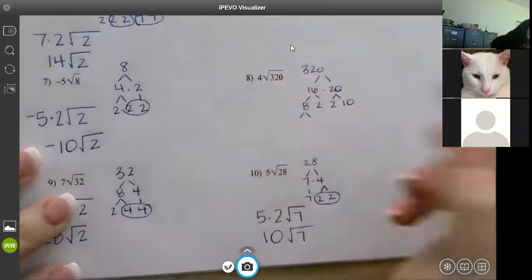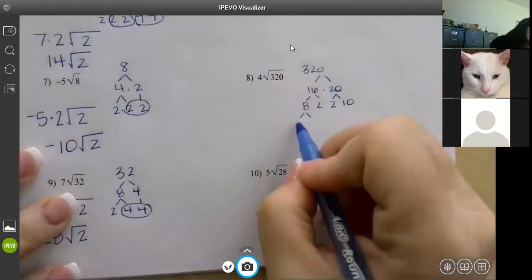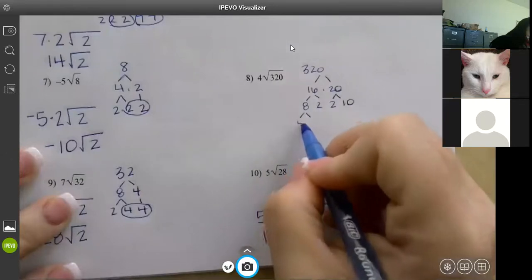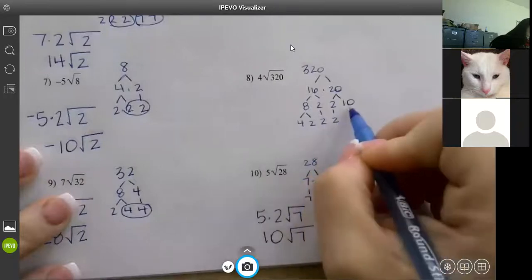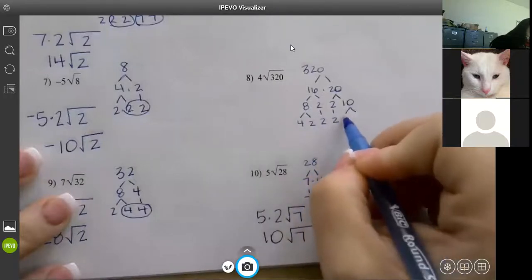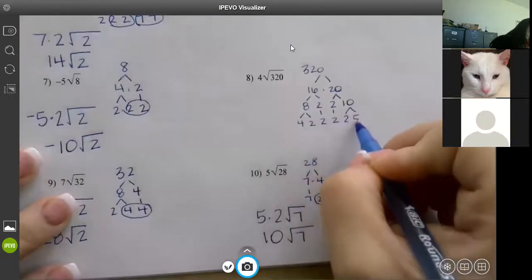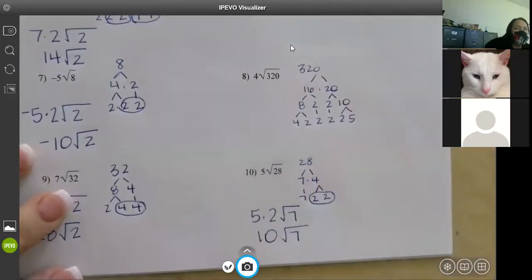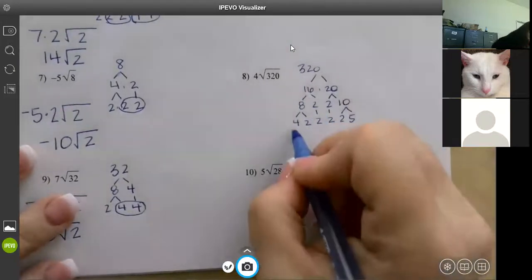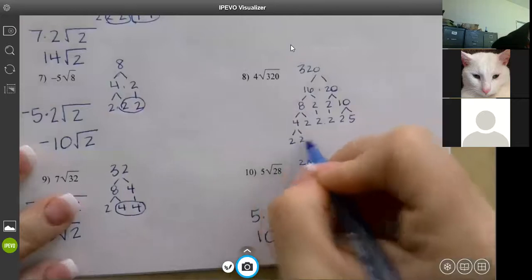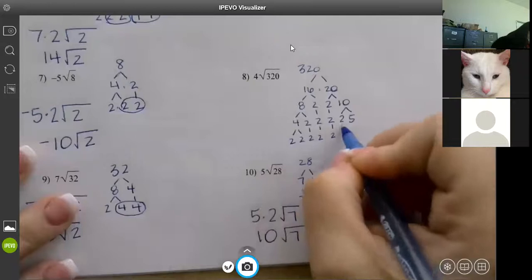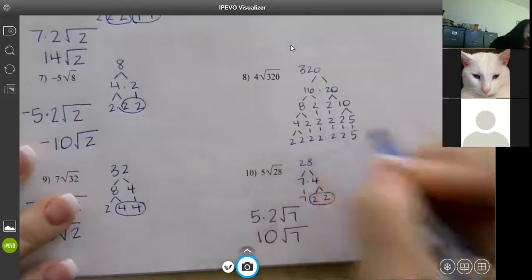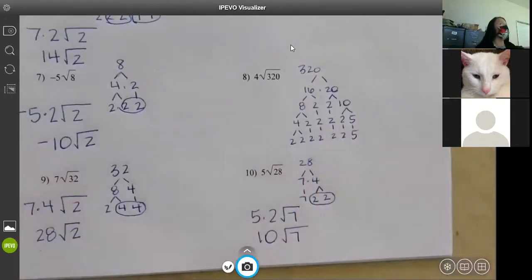What are your factors of 8? That 2 won't break down. That 2 won't break down. What are your factors of 10? 5 and 2. The 4 will break down again into 2 and 2. I always draw the little line so I know I'm making sure I have everything moving down. The 2s won't break down and the 5s won't break down. So this is 320 all factored out.